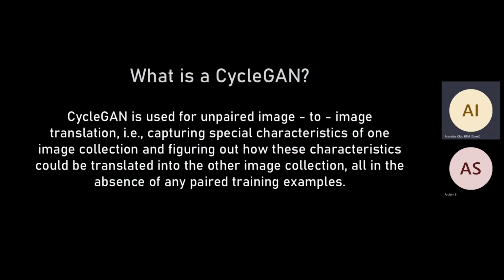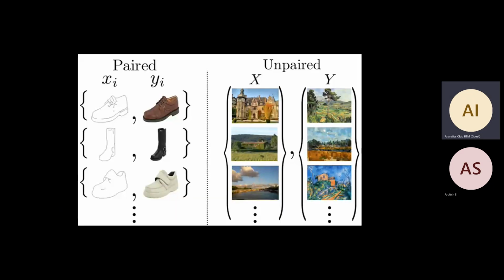For this, we have what is called a CycleGAN, a cycle generative adversarial network. It uses unpaired image to image translation to capture the special characteristics, and then uses these learned characteristics to make new images. First we'll see what unpaired and paired datasets are. The first column you can see is paired datasets, where every element in the first set is mapped to the second set, like a one-to-one mapping.